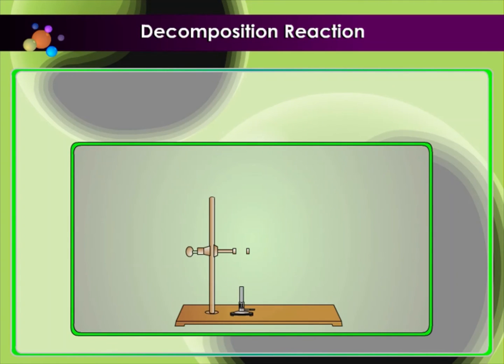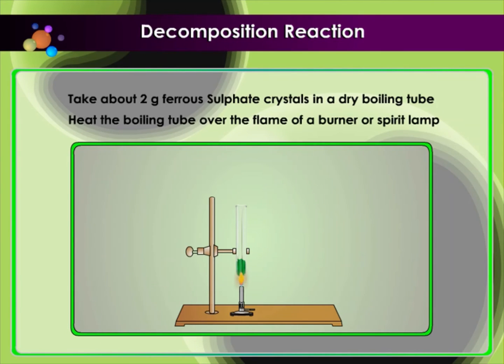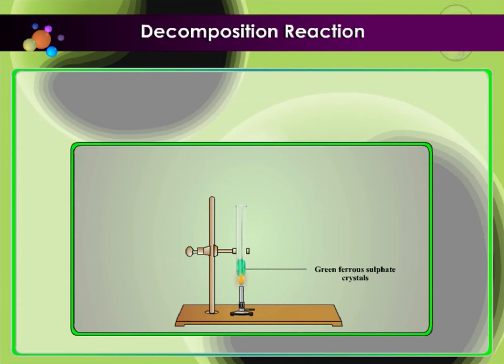Let's perform an activity to understand the process of decomposition reaction. Firstly, take about 2 grams of ferrous sulfate crystals in a dry boiling tube. Then heat the boiling tube over the flame of a burner or a spirit lamp. What do you observe? We can notice that the color of the crystals after heating has changed. Have you noticed that the green color of the ferrous sulfate crystals has changed? You can also smell the characteristic odor of burning sulfur.